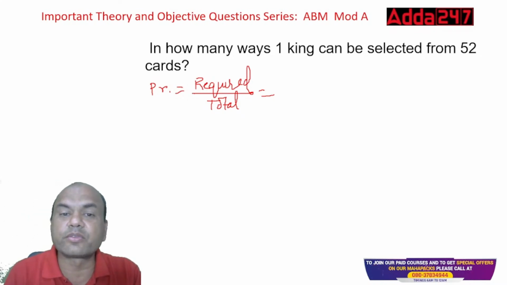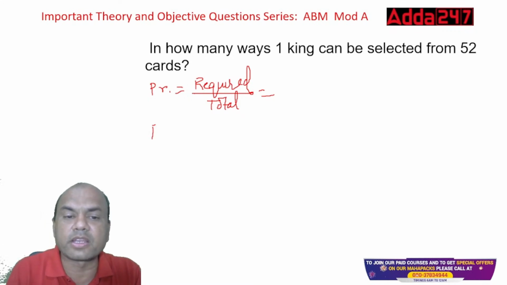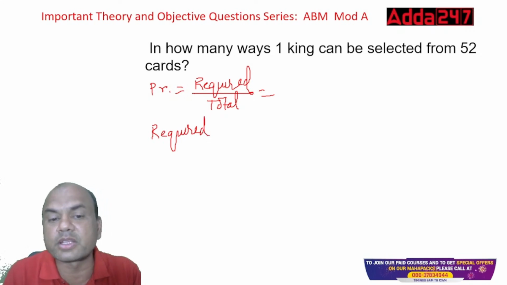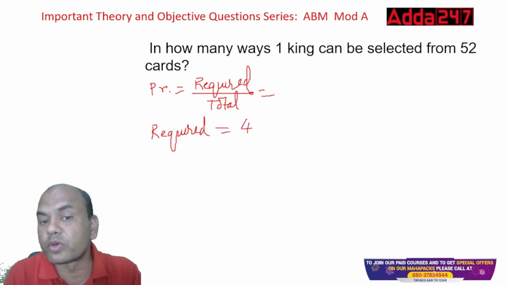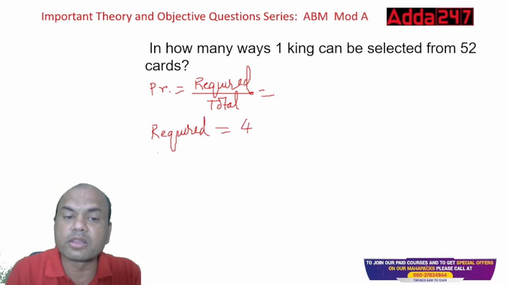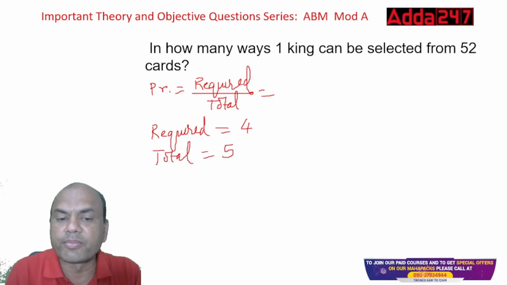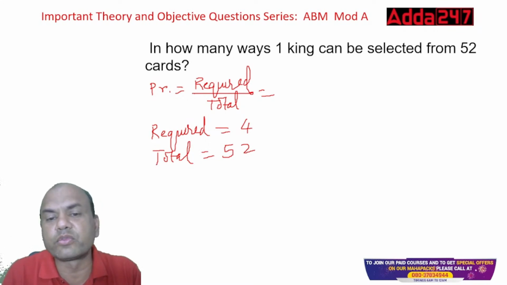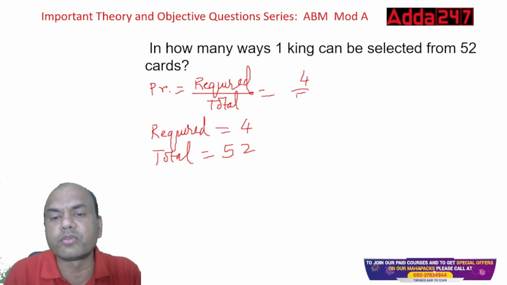So the answer which I am getting over here, required. What is required for me? It means what are the chances of getting what is required? So there are 4 chances, 4 kings. What is the total? Total is 52 cards. So what is my answer then? 4 upon 52. So 1 upon 13. Whatever that answer will be, 1 upon 13. That probability is, right?